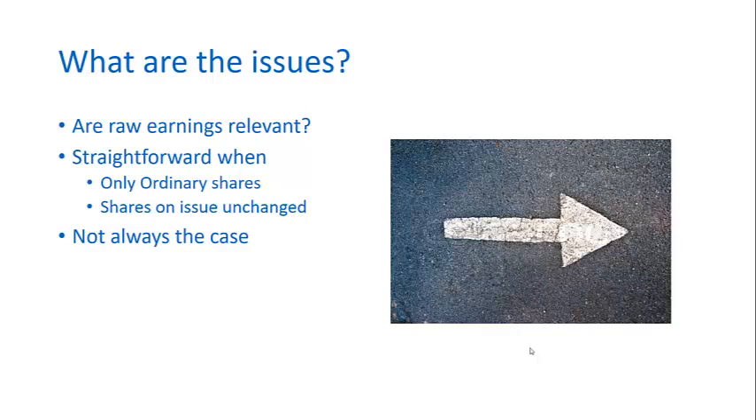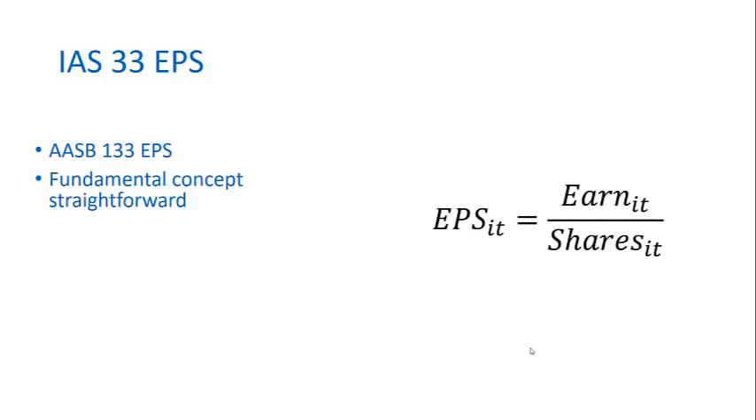This is not always going to be the case, and it's for this reason that we have an accounting standard, IAS 33, which dictates how we calculate earnings per share numbers. In Australia, this is replicated as AASB 133.